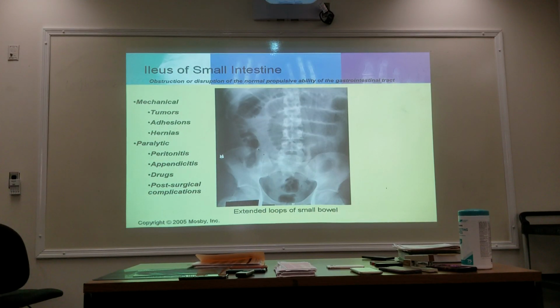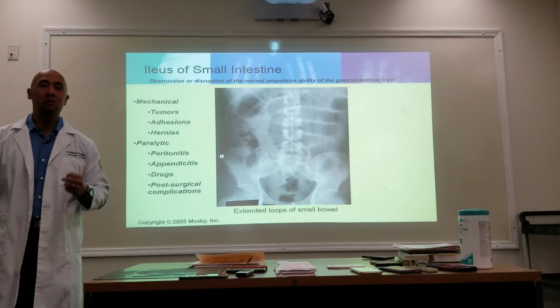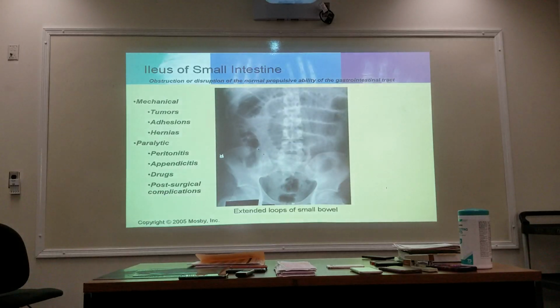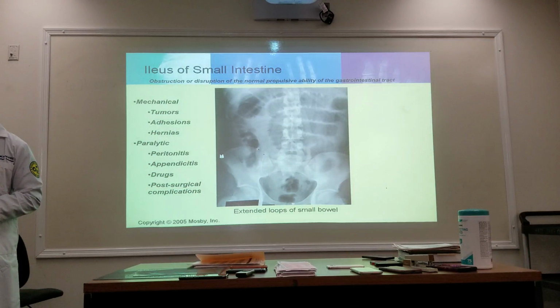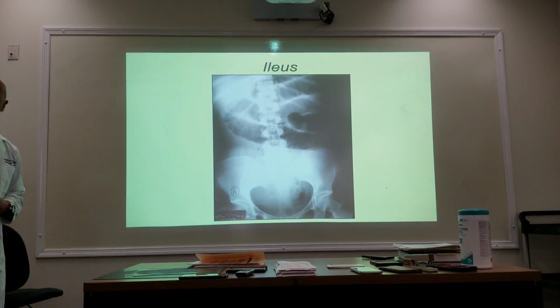Paralytic is caused by peritonitis, appendicitis, drugs, and also post-surgical complications. And paralytic is when the small bowel loses its ability for peristalsis and also rhythmic segmentation. In other words, the bowel doesn't move, so the contents get stuck, causing an obstruction. And again, you have an X-ray here showing the distended loops of the small bowel. Here's another ileus. That one looks like it hurts.